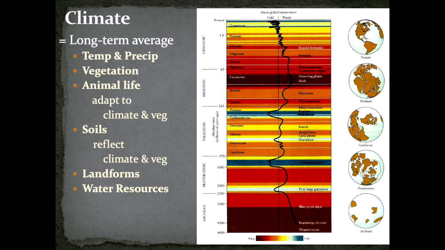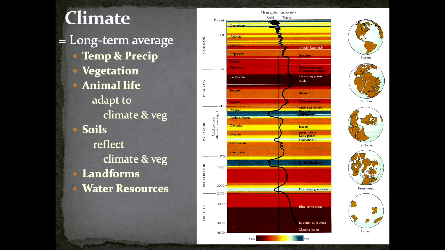So now that we've addressed atmospheric circulation and ocean circulation, these are the main influencers again on climate. Climate is a long-term average. This is not day to day, year to year, or even decade to decade. This is long-term. These are based on patterns collected over long periods of time.